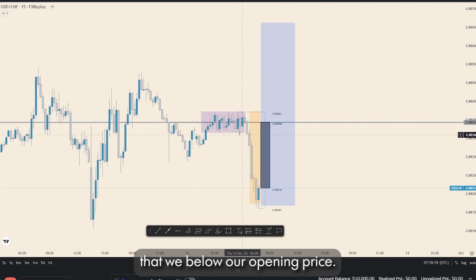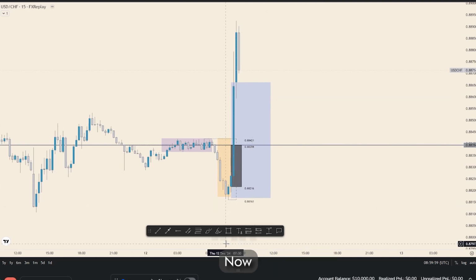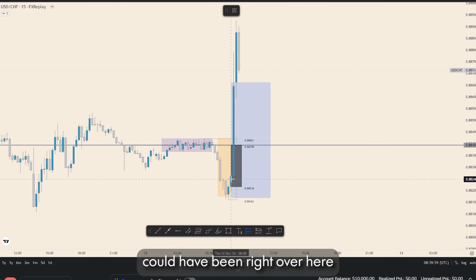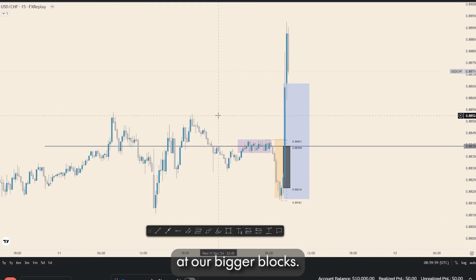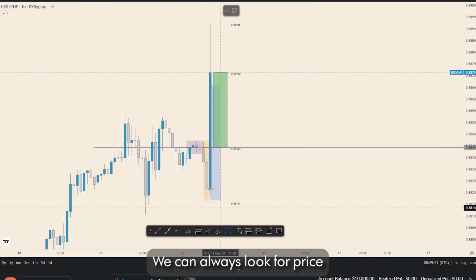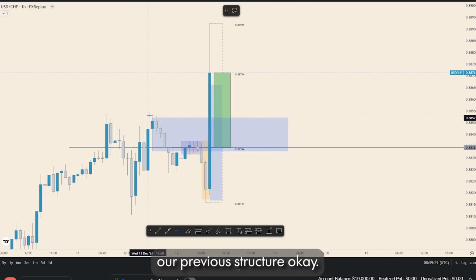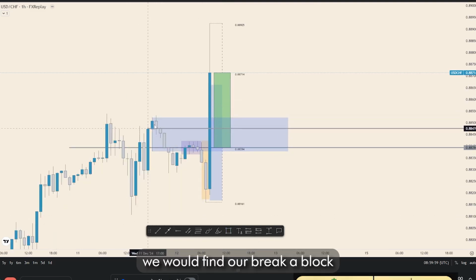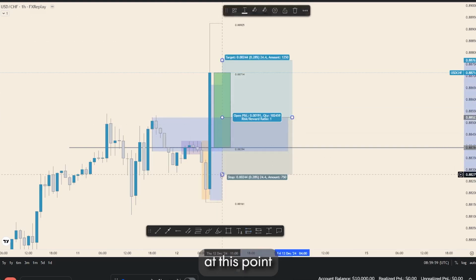And this is also very good, since we're below our opening price. Now you can see that price looks to go above and actually starts to distribute. Our first entry could have been right over here once price starts to distribute at 8:30. However, we can always just look for price to rebalance at our breaker blocks. So you could go on to the 1 hour time frame here, and since this is a daily move, we can always look for price to move on a higher time frame. As you can see here, price broke our previous structure, and this would be where we find our breaker block right over there, and then we can enter once price returns and rebalances at this point.